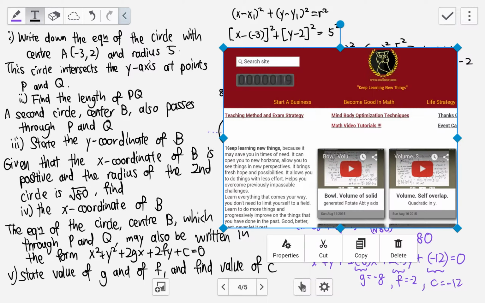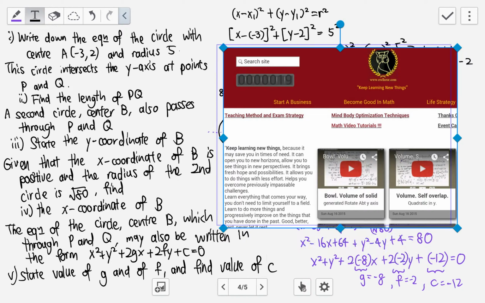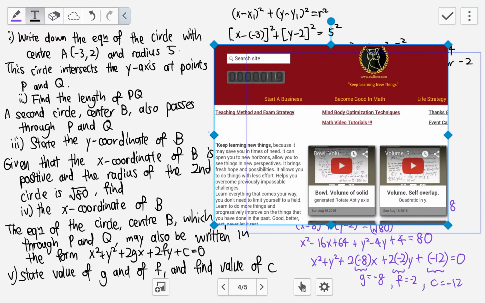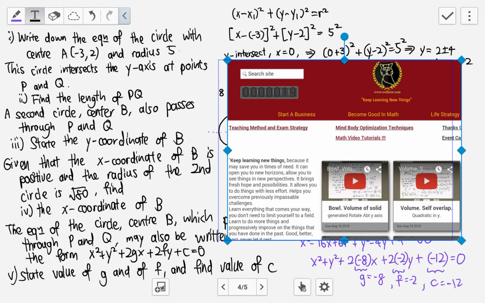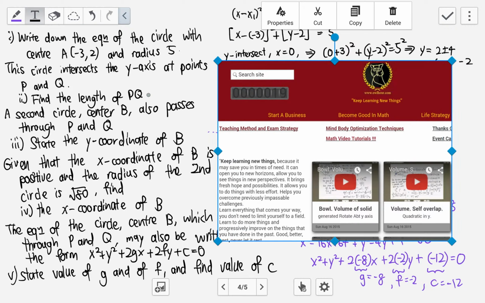Then in the topic of conics, there are actually three standard formulas. One of them is a circle, one of them is an ellipse, and the other one is the hyperbola. So you need to memorize all these three standard forms of the equation, so that you can do other questions as well.